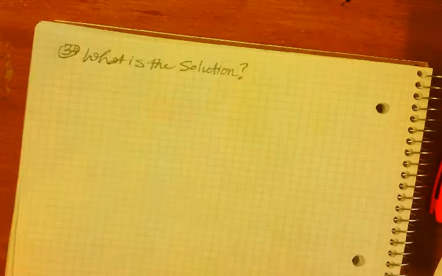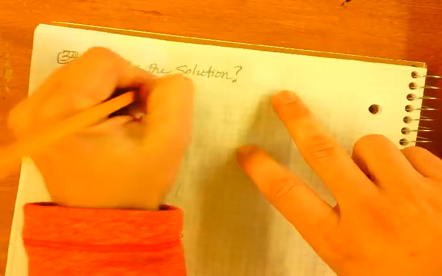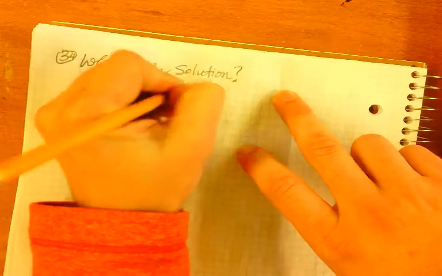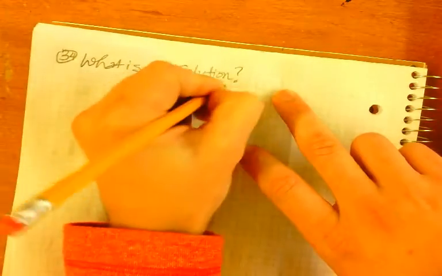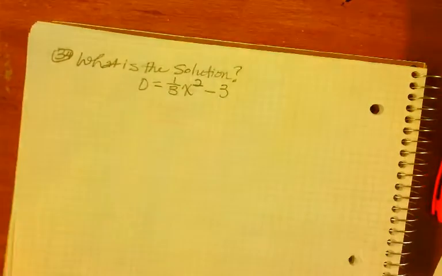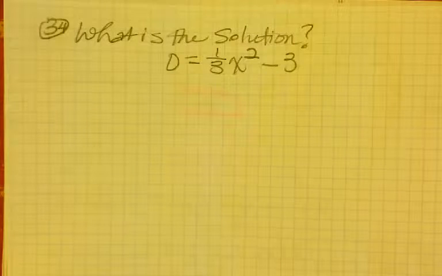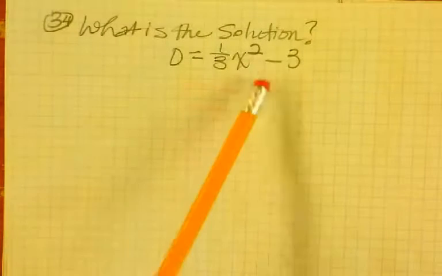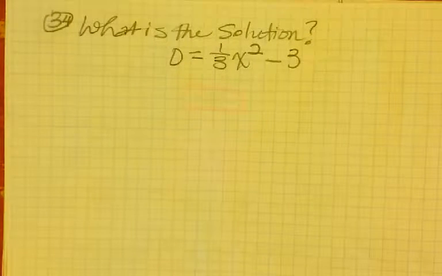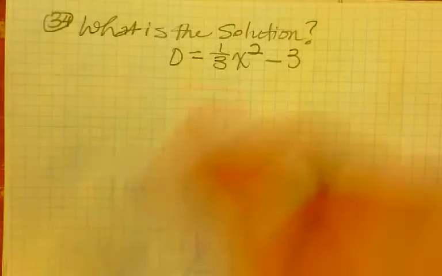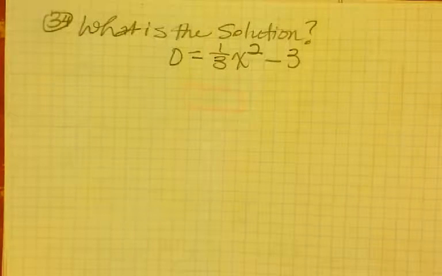So they're going to tell us, what is the solution? They give you an equation, 0 equals 1/3 x squared minus 3. All right, so again, we're talking about how do we visualize this? How do we see a picture of this? And what we want to say is that all of this is going to be on your calculator. Because we don't need to be responsible for this. We just need to be able to use the technology.